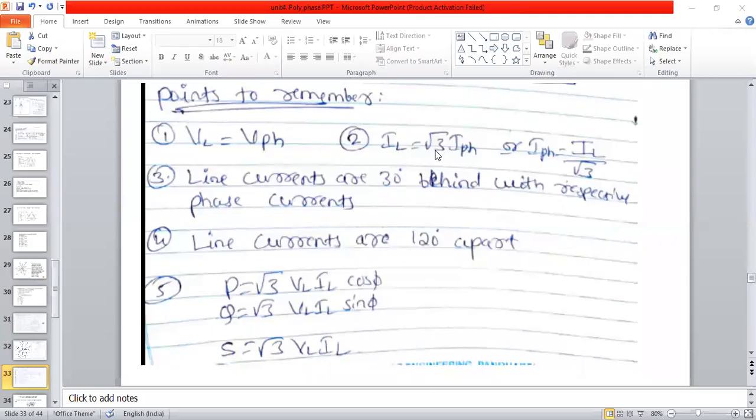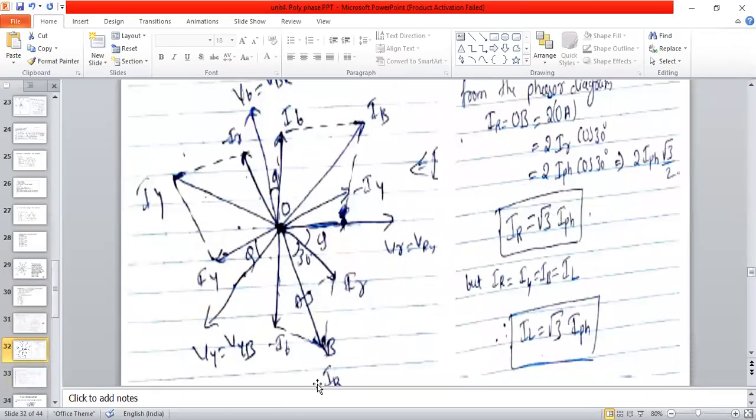Respective phase current means what? IR, this one here now. See here. This is what IR is, the line current. This is the phase current. This capital IR is the line current. Yes or no?